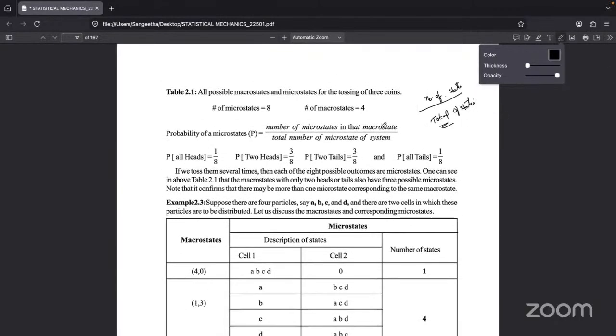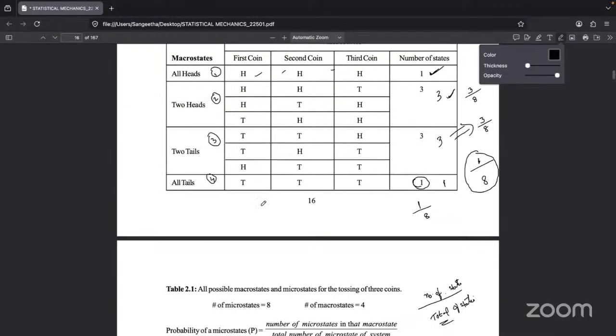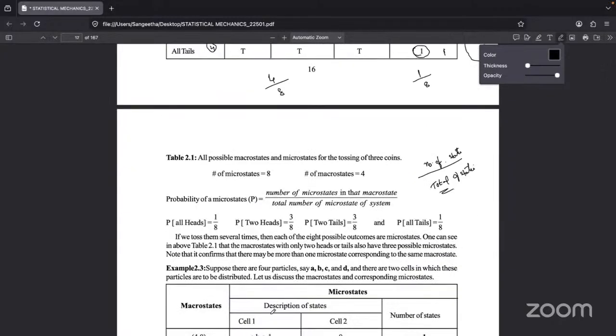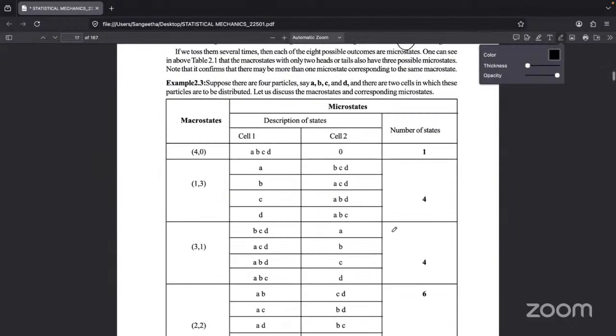Actual number, how many states do we have? 1, 2, 3, 4 states. So for all possible outcomes it is 8/8, which gives 1. For the different options, the answers are 1/8, 3/8, 3/8, 1/8. This is one example. Next we will take another example.